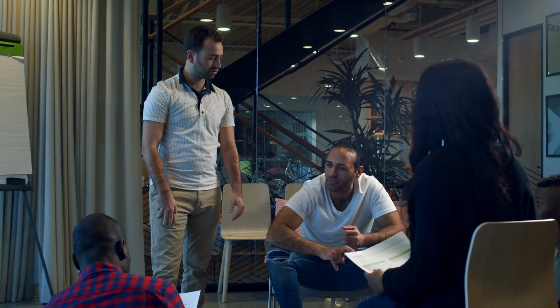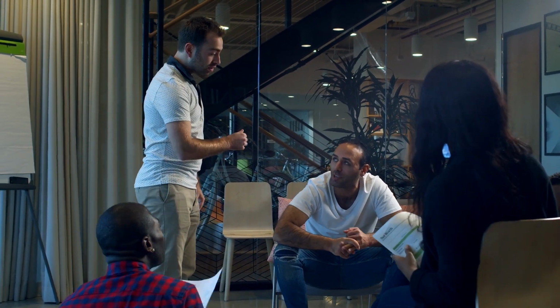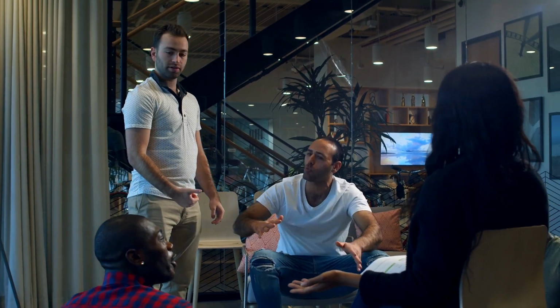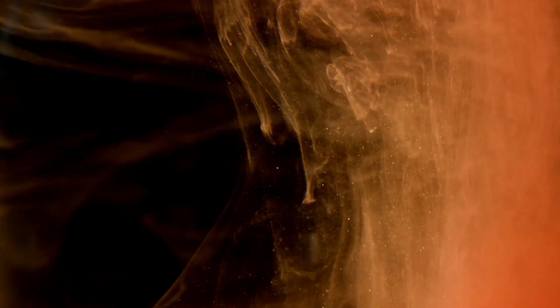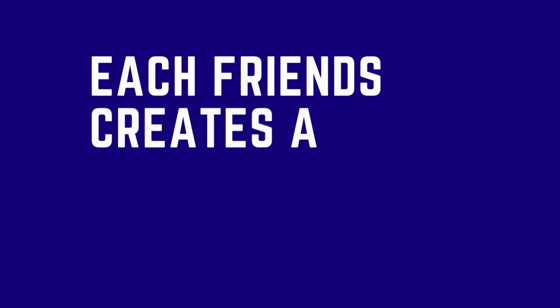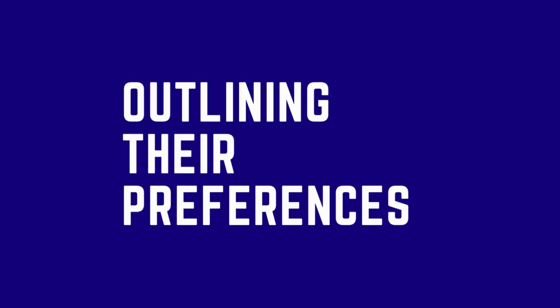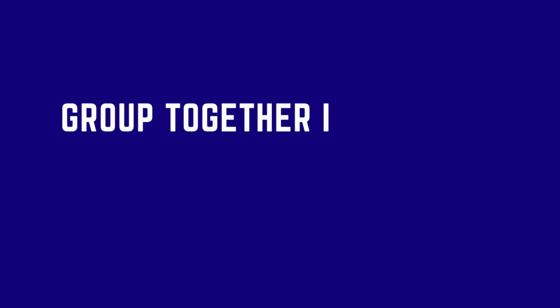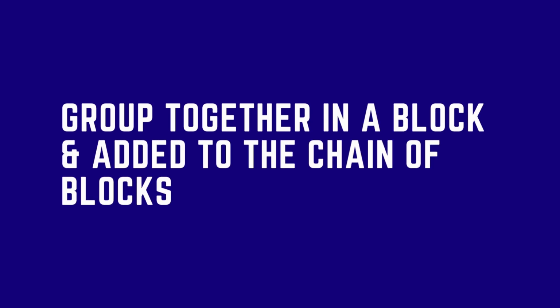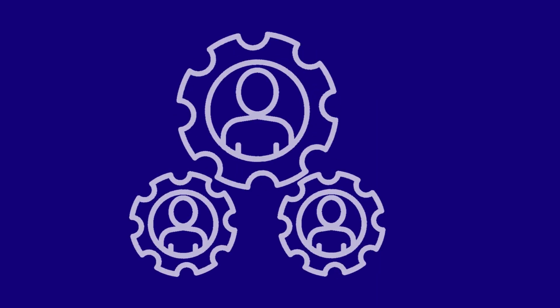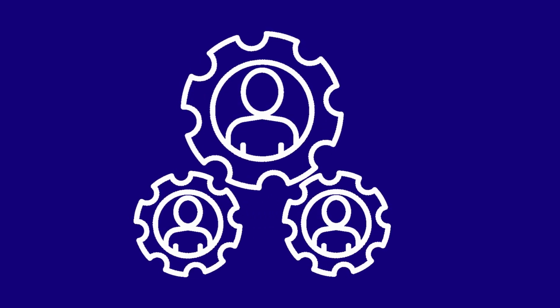Let's take an example of a group of friends planning a trip. In the past, organizing a trip would have required a central organizer to collect money, book flights, and make other arrangements. But with blockchain, the group can use a consensus mechanism to agree on all the details of the trip without a central organizer. Imagine that each friend creates a transaction in the blockchain, outlining their preferences for the trip. These transactions are grouped together into a block and added to the chain of blocks. To add a block to the chain, the group must come to a consensus on the details of the trip.